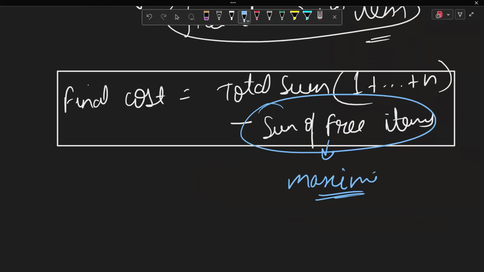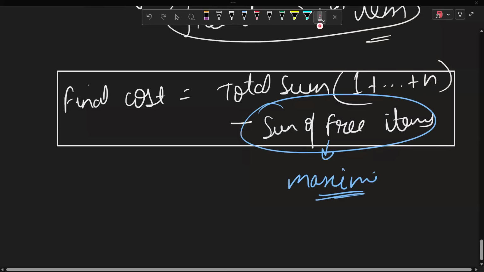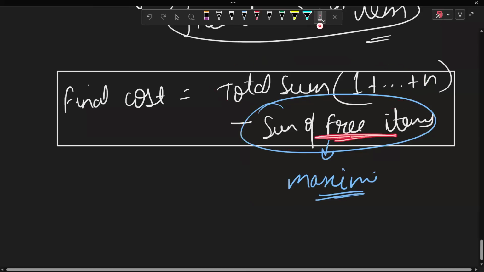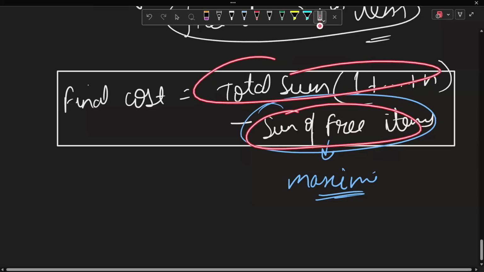Yeah, final cost would be total, not total sum, right? 1 plus till n minus 1, right? Because the nth item will always be free. That's what I'm telling. The total sum from 1 to n minus the sum of free items. Okay, oh, so that would be included here. Okay, so my final cost is the total sum minus the sum of free items.